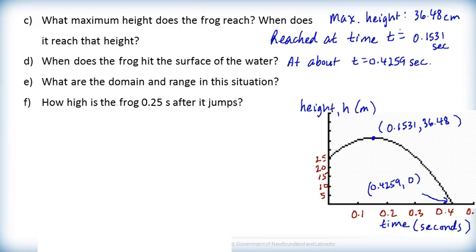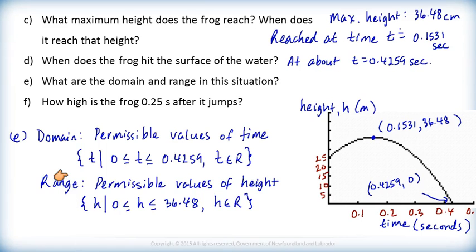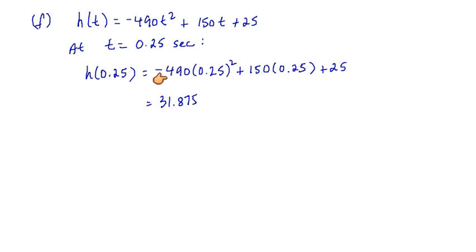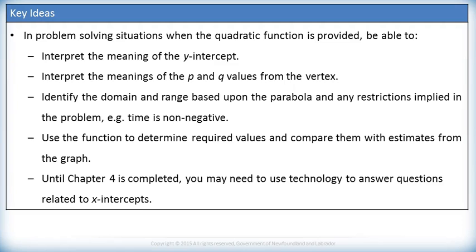What are the domain and range? Well, the domain is the allowable t values in this case. So I've written them down here. The permissible values of time are from 0 to 0.4259 approximately. That's the best we can do under the circumstances. And the range, the height values are from a low of 0 to a high of about 36.48. For part F, we want the height at time 0.25 seconds, so we have to substitute 0.25 in for t. So we do that, perform the calculation, and we get 31.875. That's in centimeters, of course.